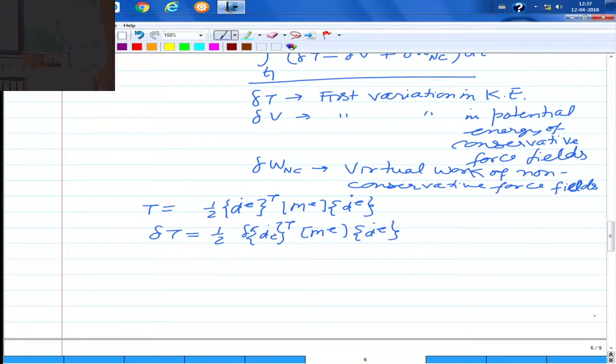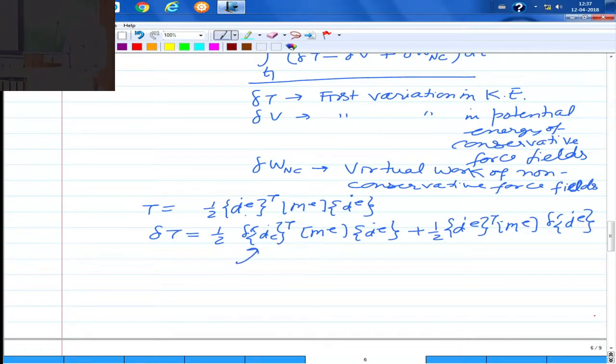So I am using the product rule. Since we want to take the variation of this, the variation of the first term into the rest of the things, plus half into dE dot transpose into ME into the variation of the second, which is dE dot itself.